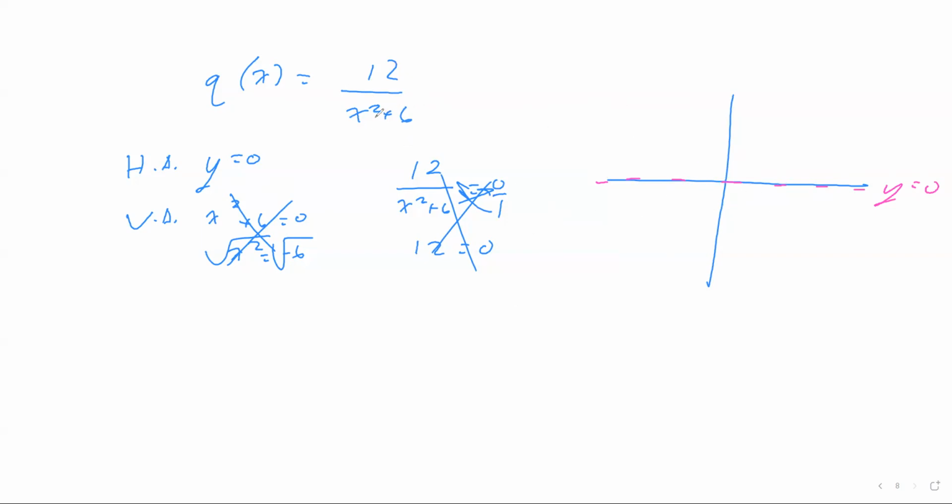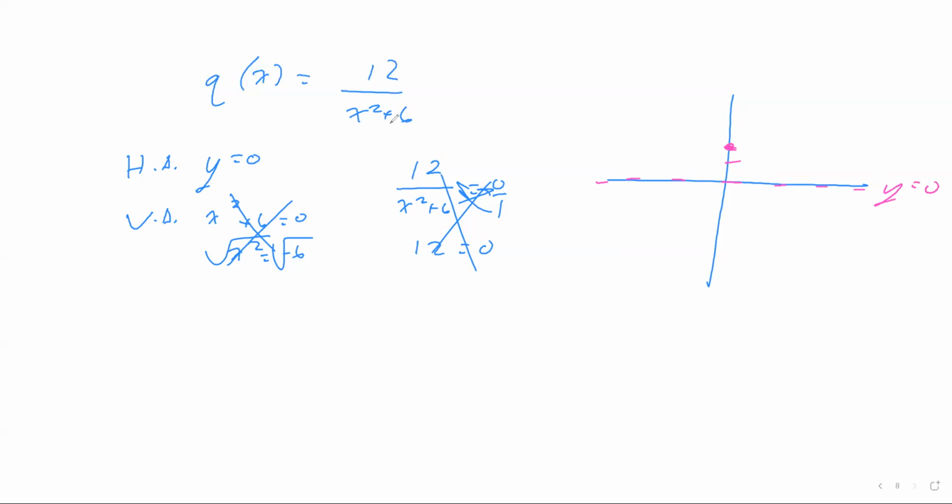So if we plug in 0, that gives us 12 over 6, which is 2. So that will be right here. Knowing that it doesn't cross, that tells me I'm somewhere over here, but I'm thinking it might look like this. But let's do another one.